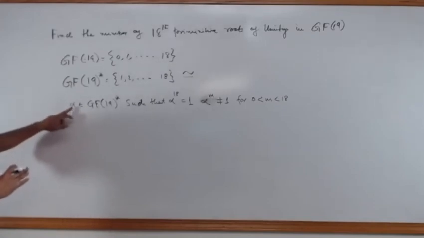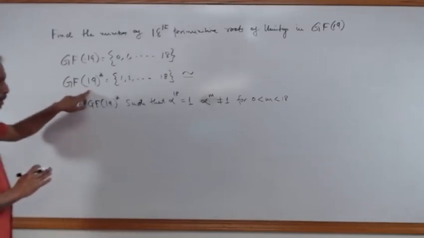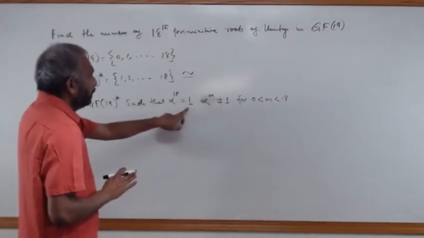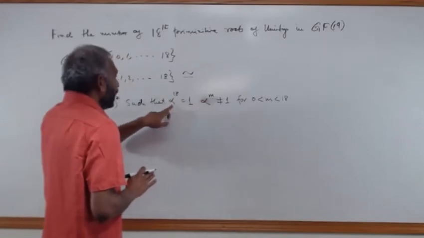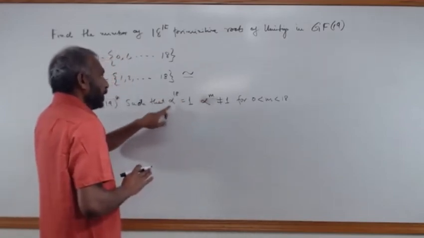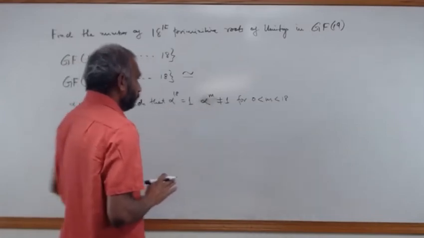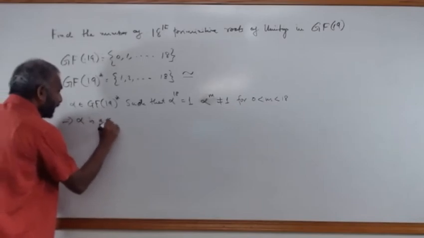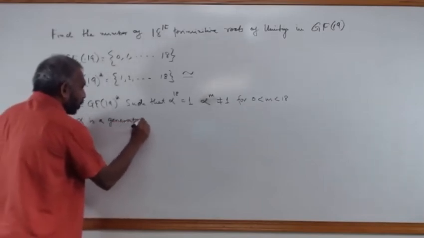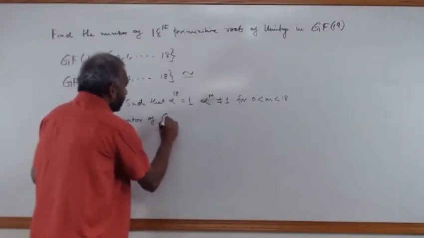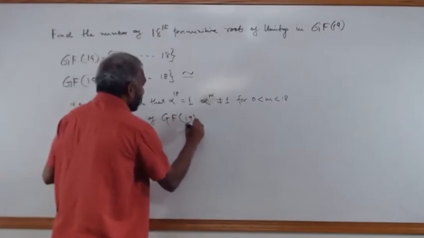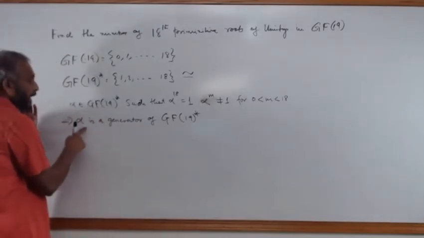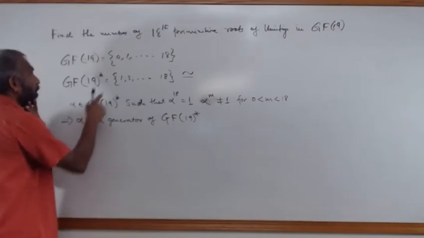We need to find an alpha in here such that alpha to the power of 18 is equal to 1, and if you take any lesser exponent, the value cannot be 1. That implies alpha is a generator of GF19 star. GF19 star is definitely a cyclic group. Generator means it has to generate all these 18 elements.